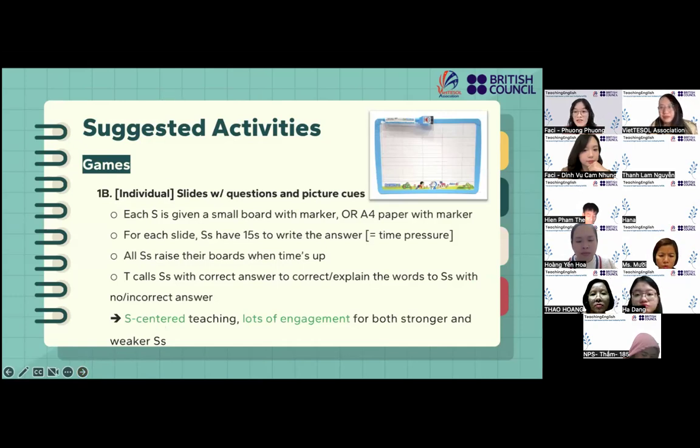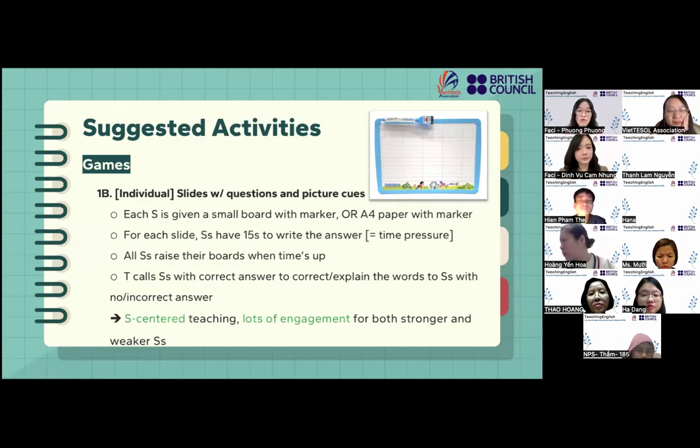To improve this activity, it would require some initial investment, but we will talk about this later. I would prepare small boards for students with markers that can be erased, so they can be reused. Or if you don't have these, you can prepare pieces of A4 paper with markers as well. Each student will have a board and a marker, or a piece of paper and a marker. For each slide, the student will have maybe 15 seconds to write the answer. This is the time pressure from the previous point. When the time is up, the students have to raise their boards with their answers.